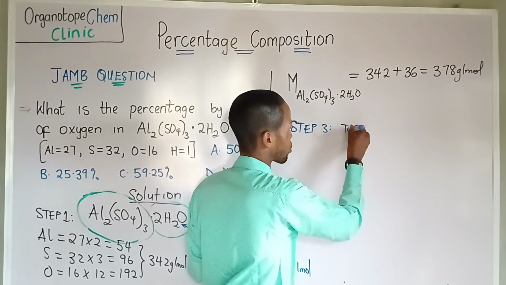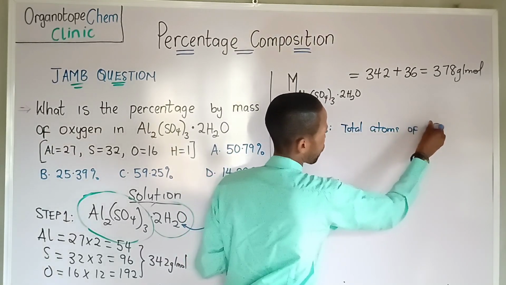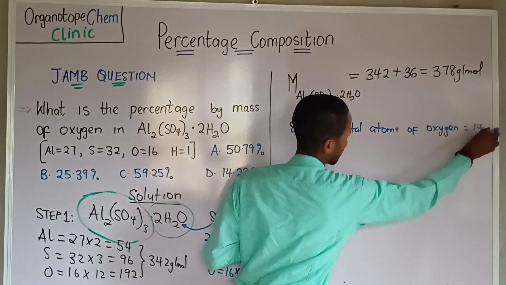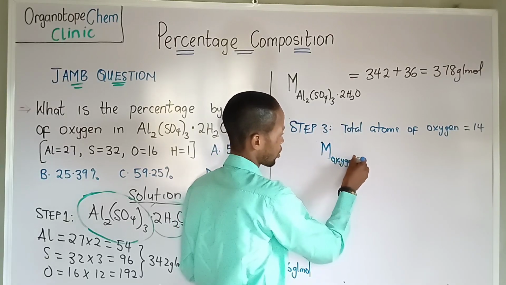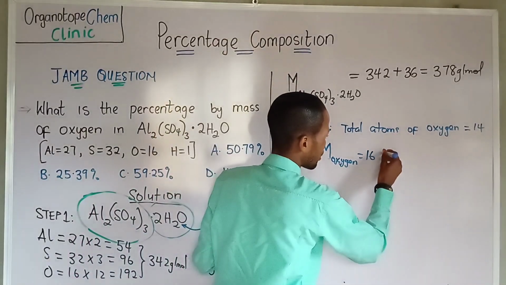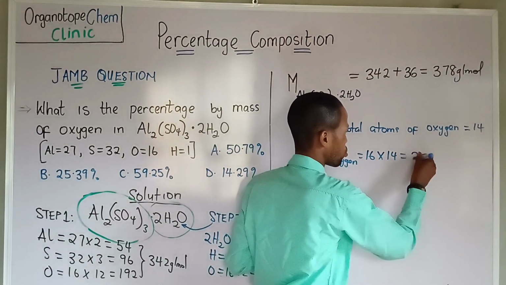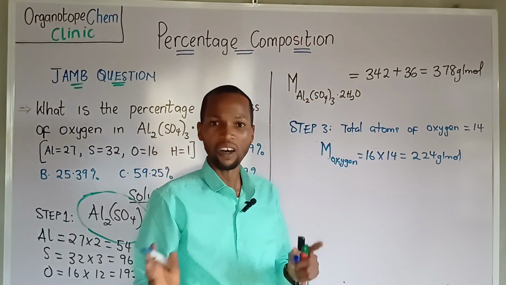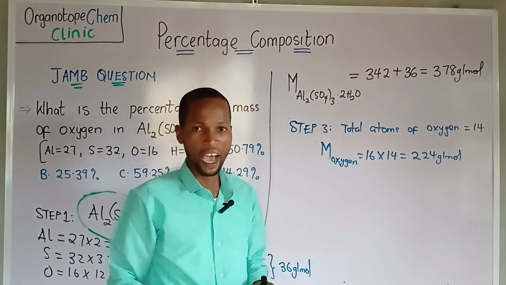So the total atoms of oxygen equals 14. So can we determine the mass of oxygen atoms? We have the atomic mass of oxygen is 16 times 14. So here we have 224 gram per mole. So that's the total mass of oxygen atoms in aluminium tetraoxosulfate 6 dihydrate.